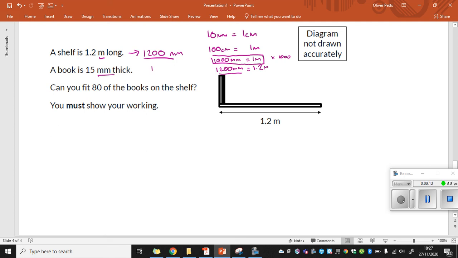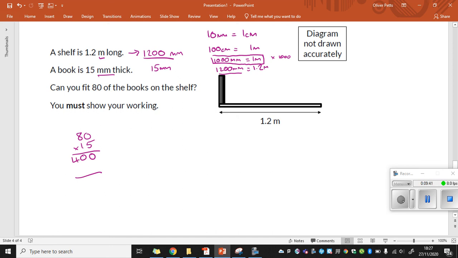Okay, so I'm now going to be comparing 15 millimeters to 1,200 millimeters. Can you fit 80 of the books on the shelf? So we want exactly 80. So we need 80 lots of 15. So using long multiplication, 5 lots of 0 is nothing. 5 lots of 8 is 40. So I've done 5 lots of 80 now to give us 400.